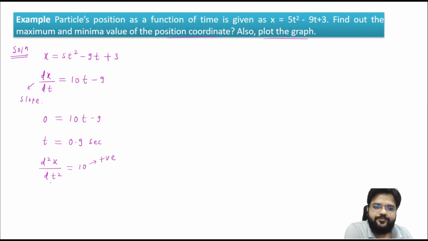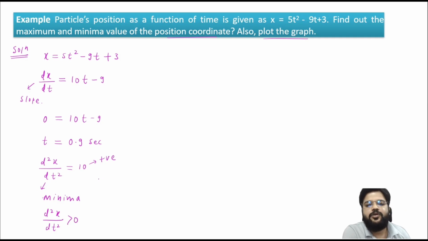And 10 is positive, everyone, meaning the rate of change of slope we are getting is positive here. d2x by dt square is the rate of change of slope, and we know that when the rate of change of slope is positive, then we have minima, everyone. Because the required condition for the minima is that rate of change of slope is positive, meaning d2x by dt square should be greater than 0. This is the condition for the minima. So now this is confirmed, here minima is forming, and the coordinate of the minima is t equal to 0.9 second.